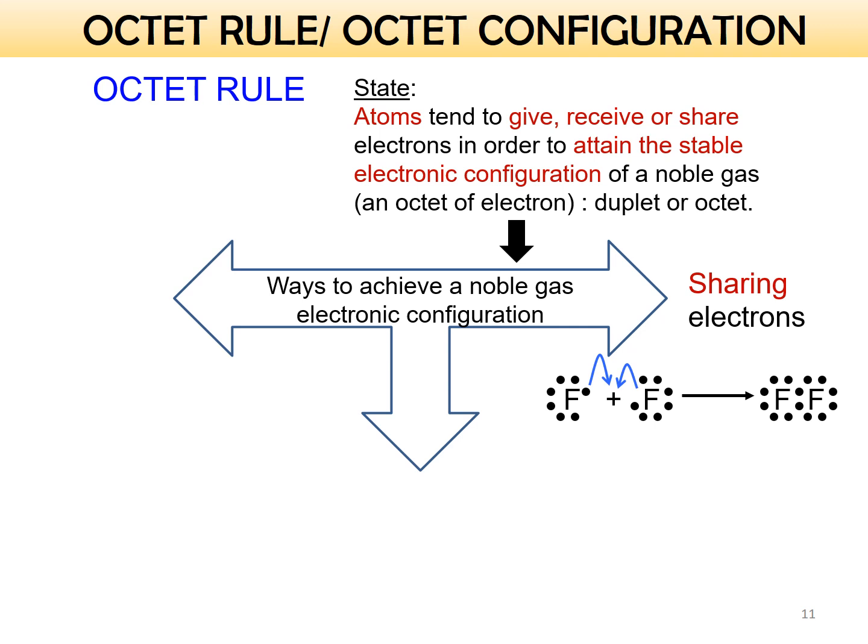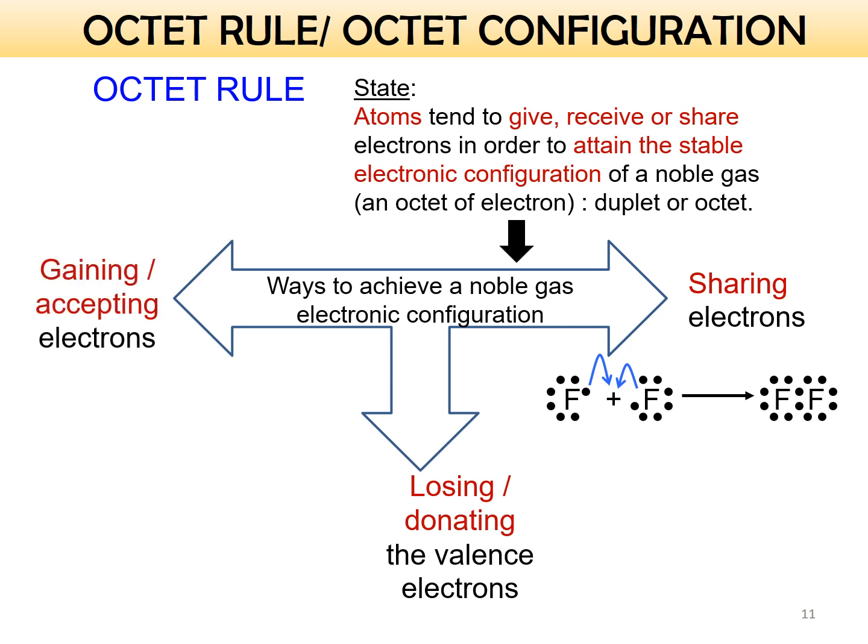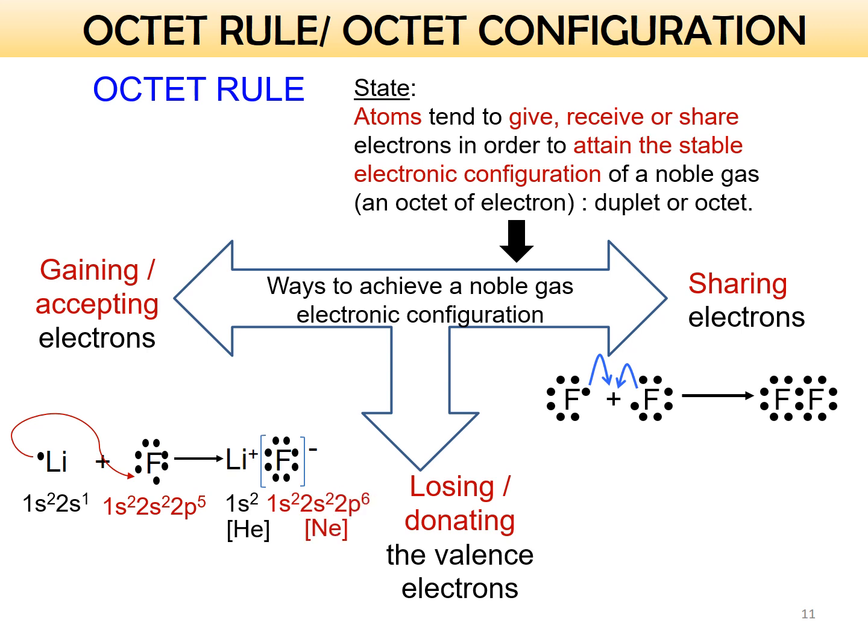Atoms also can achieve noble gas electronic configuration by donating the valence electrons or accepting electrons to form ionic bond. We can use Lewis diagram to represent the transfer of electron that occurs during the formation of ionic bond. For example, the reaction between lithium and fluorine can be shown as follows. The curved arrow indicates the transfer of electron from lithium to the fluorine atom. The stability of lithium and fluoride ion is due to the noble gas configuration.